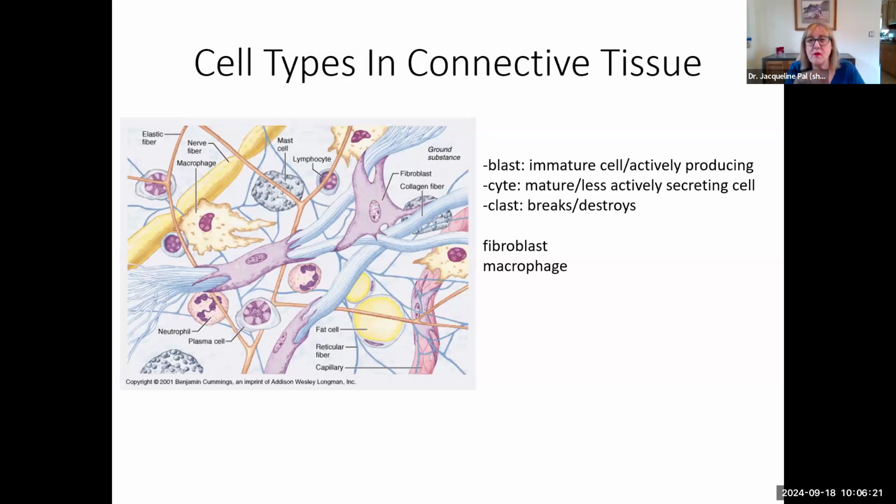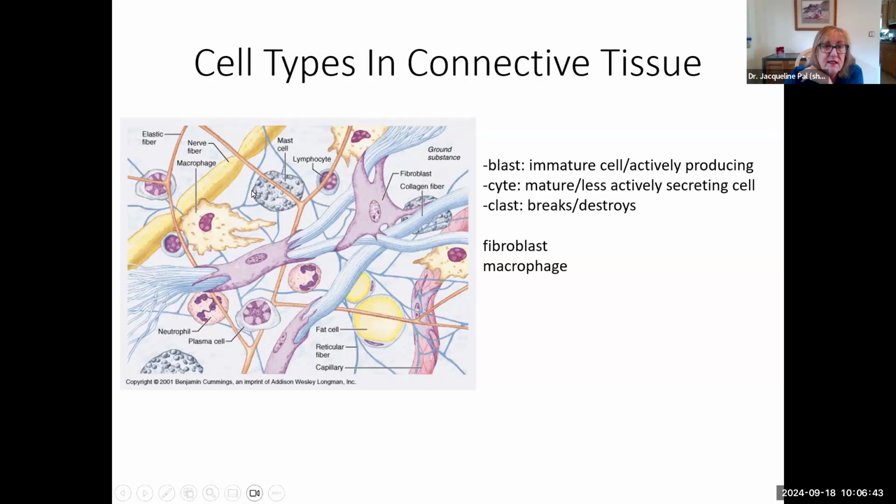I also want to talk about the macrophage. So we know that word phage from phagocytosis, which was the eating. So phage still means to eat. So a macrophage, macro means big. So a macrophage is a cell that's a big eater.